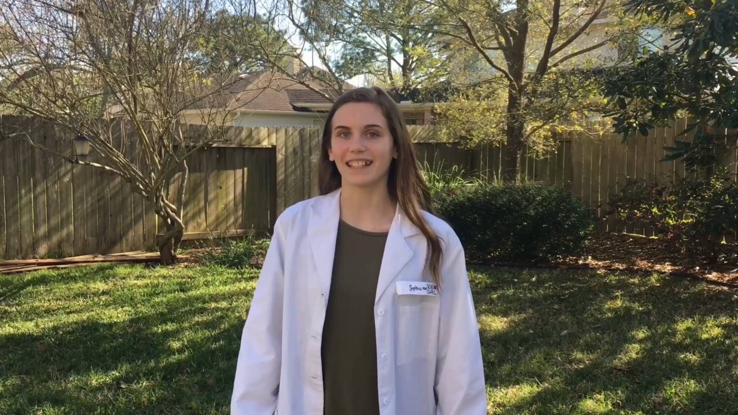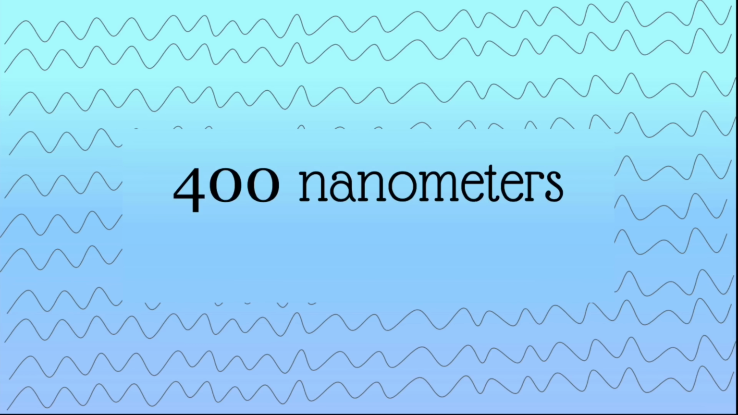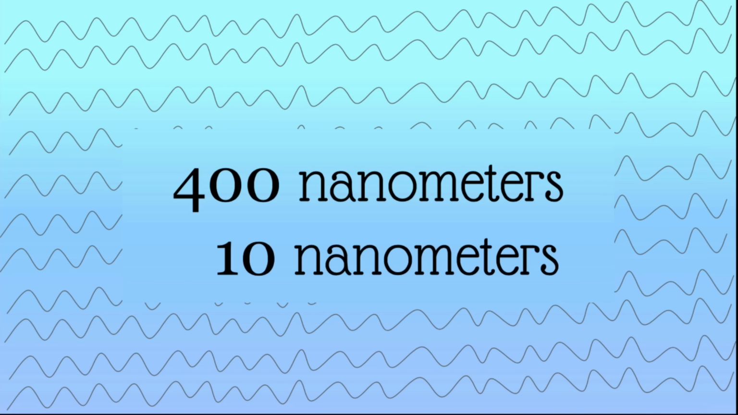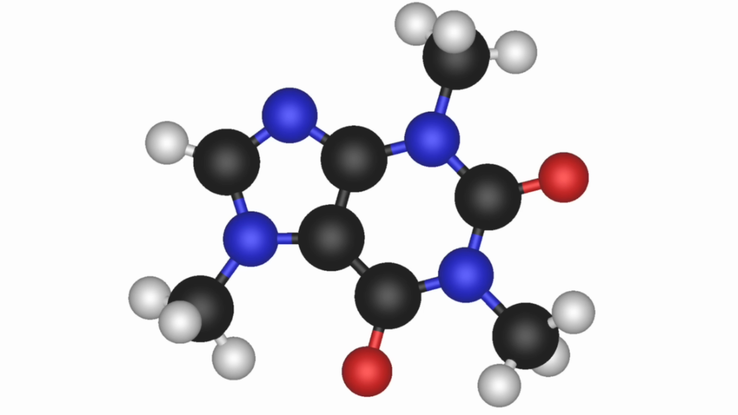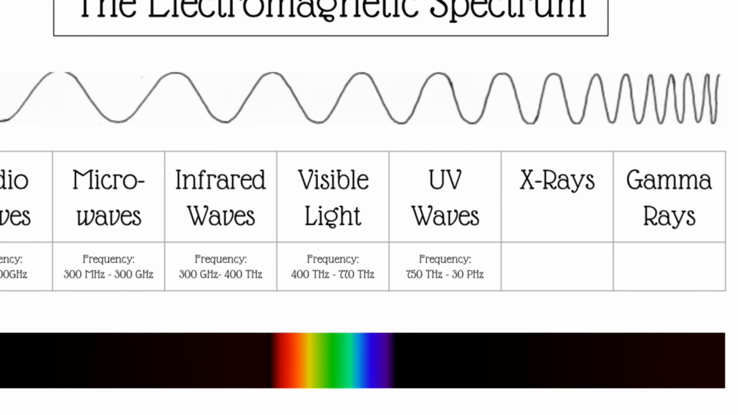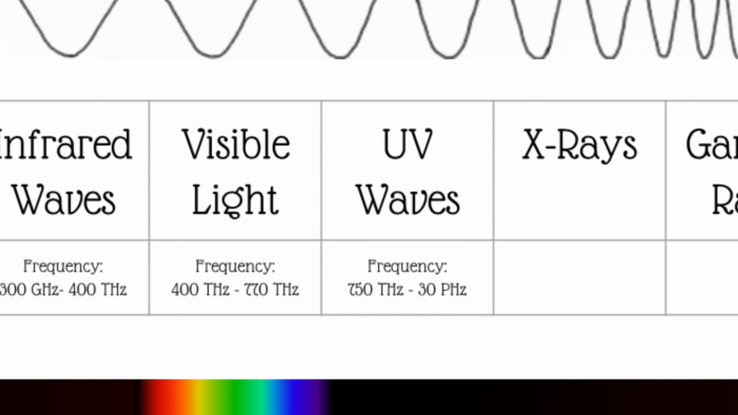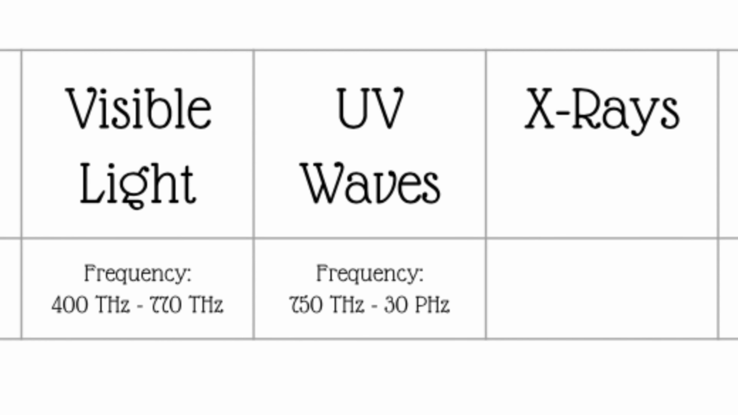Ultraviolet waves, the next shortest wavelength. Back to the electromagnetic waves we can't see, huh? But some creatures actually can see ultraviolet waves, like bumblebees. Anyways, ultraviolet waves have a wavelength from 400 nanometers to 10 nanometers, about the size of a molecule. Their frequency ranges from 750 terahertz to 30 petahertz.